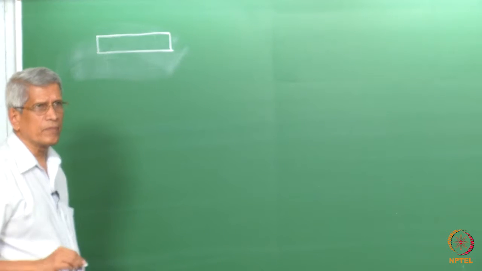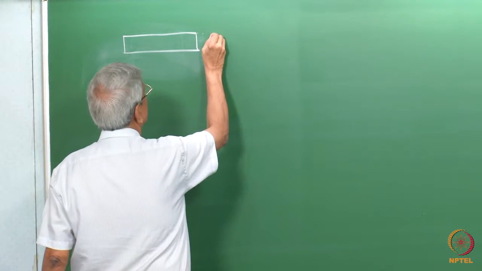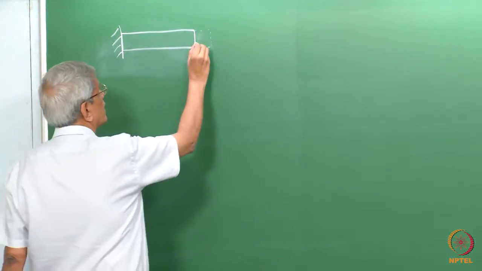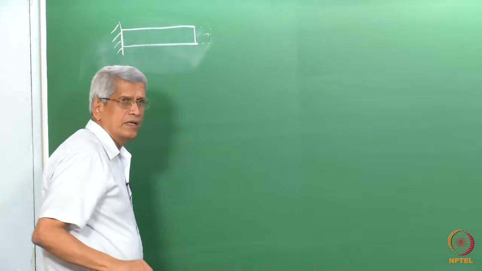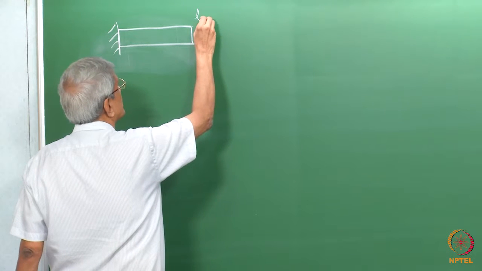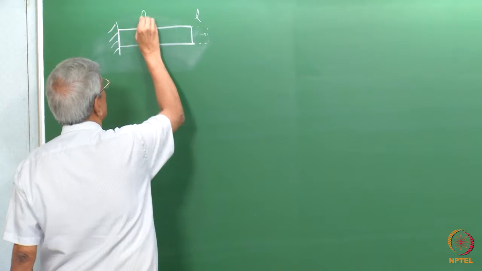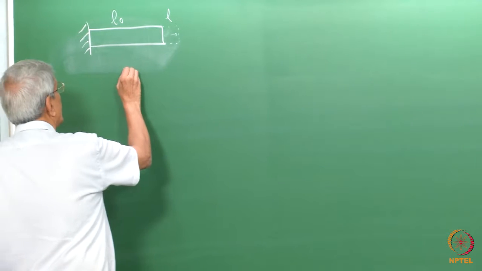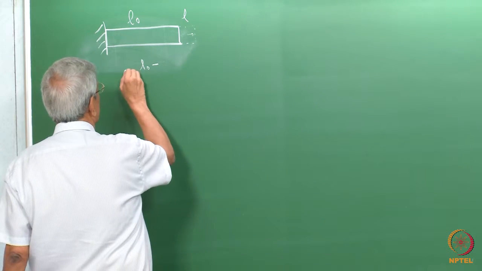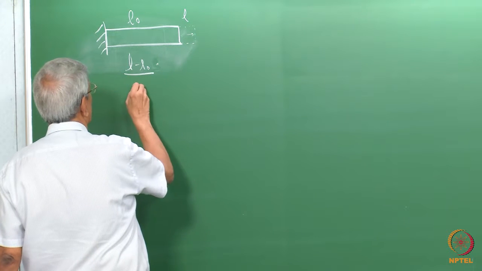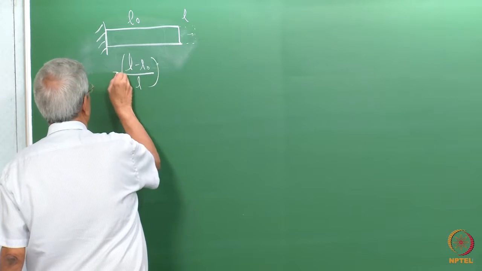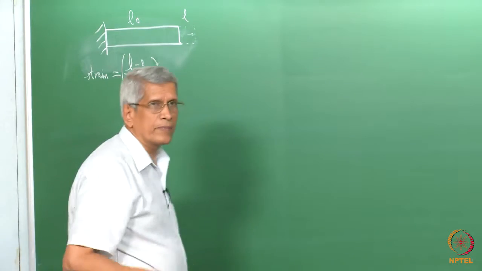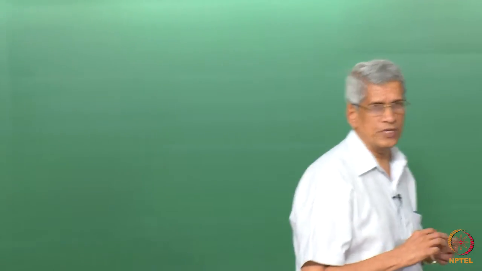I pull this sample along, and the sample dimension increases, this side being held rigidly. When this gets some extension, let us take it to be some value, from the initial length L0 it becomes a length L. L minus L0 by L0, we call it the strain, or elongation. Elongation is the terminology which we use.